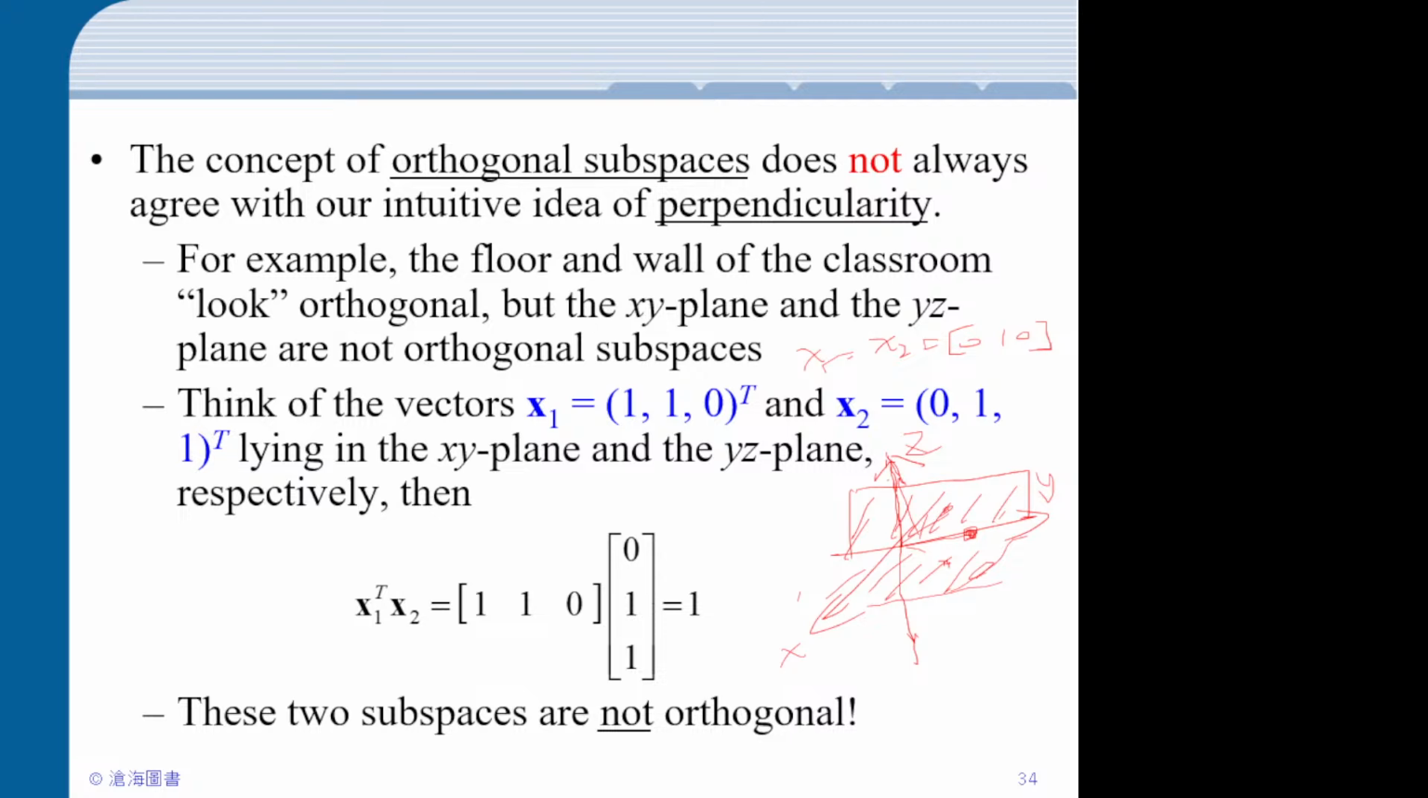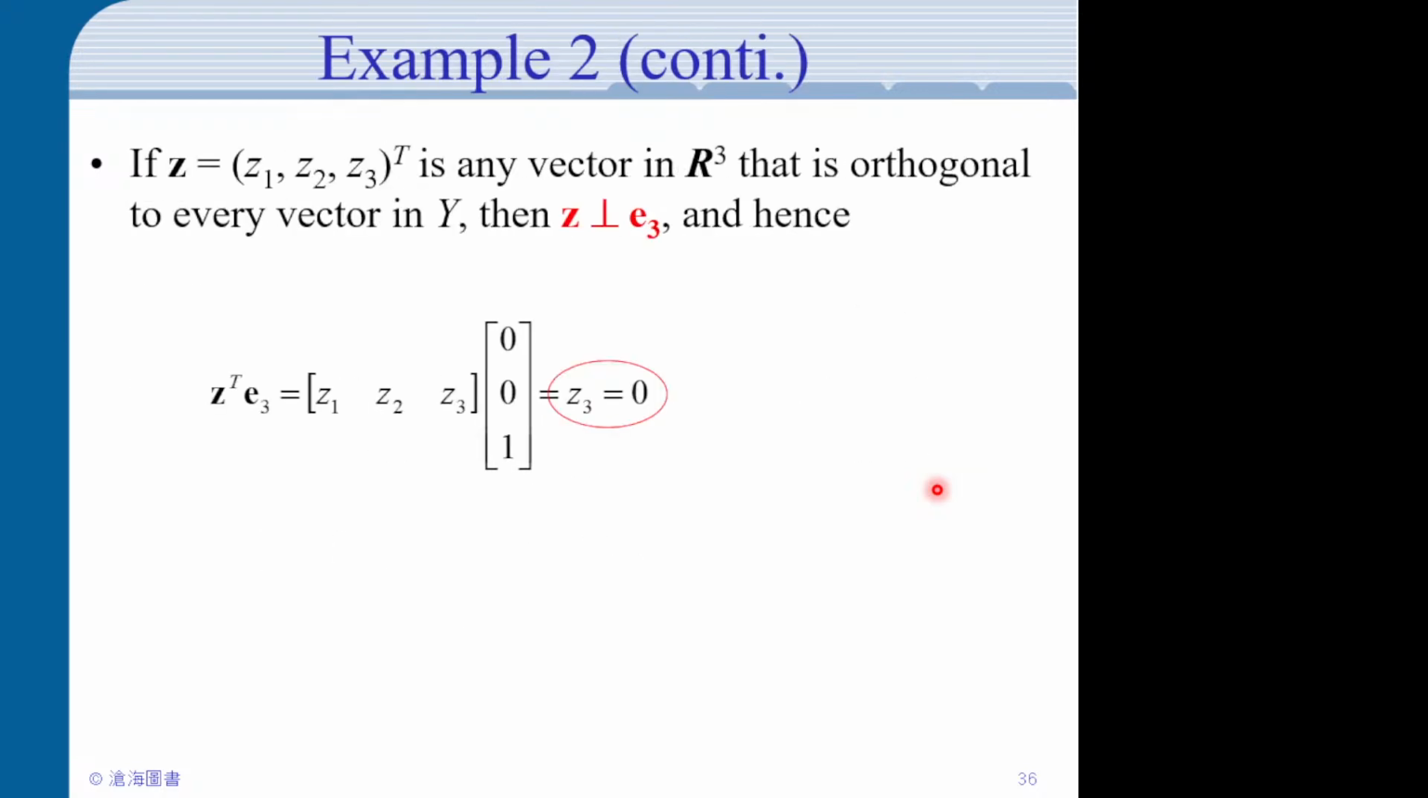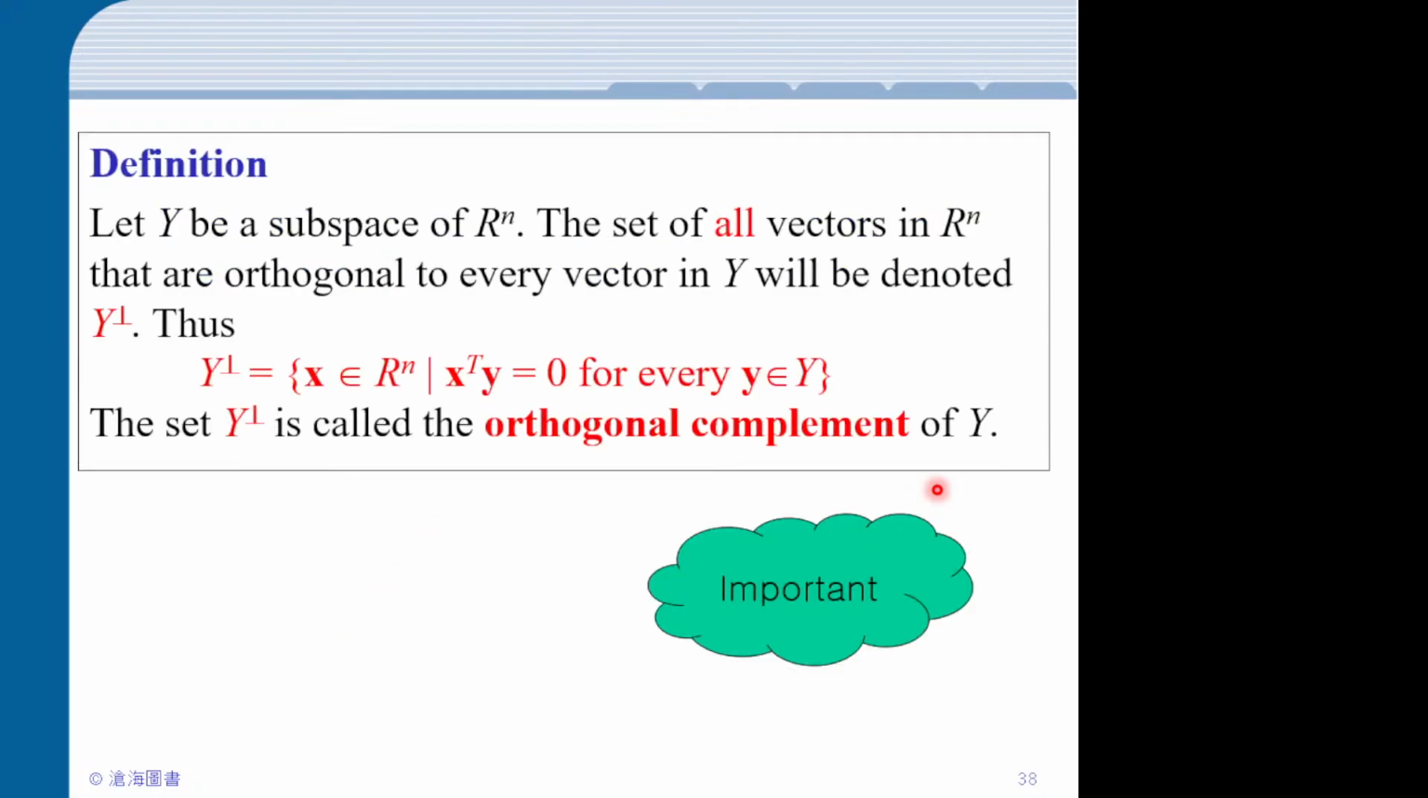And then we have an example saying that two planes that look orthogonal are not even enough to say they are orthogonal subspaces, so you need the intersection to be actually 0. Everything inside needs to be orthogonal. Anyway, so that's orthogonal subspaces.